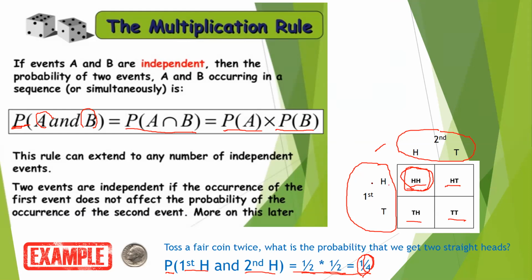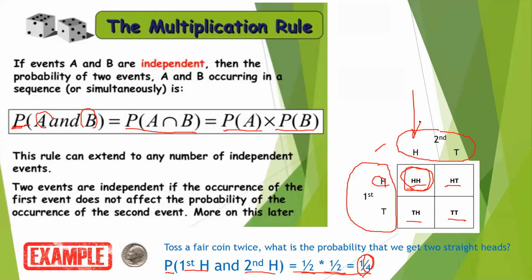Why? Because for the first toss, if you get a head, the chance of that is 1/2, right? For the second toss, if you want to get a head, the chance is also 1/2. If we believe these 2 tosses are independent from each other, then we can simply multiply these two numbers, and this will give you the same answer. Okay, so I hope this is clear.